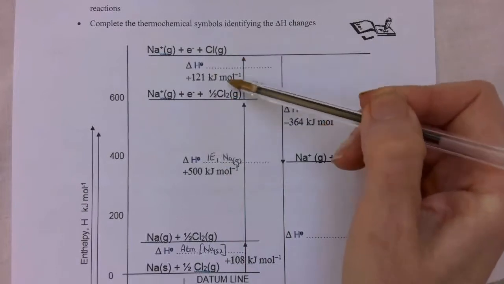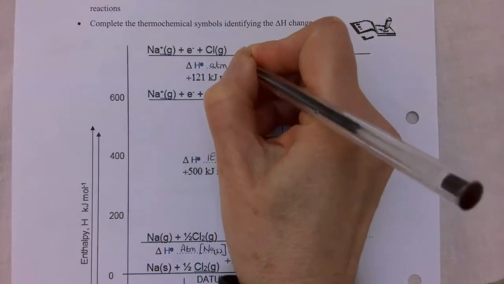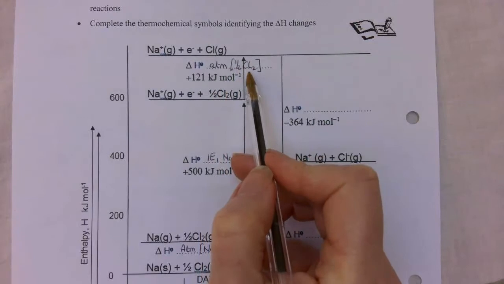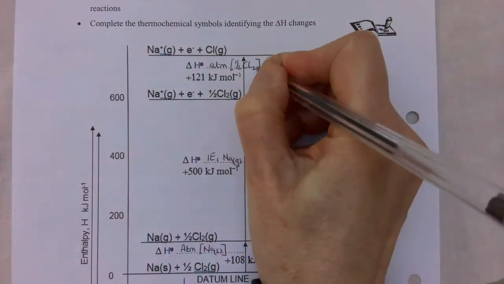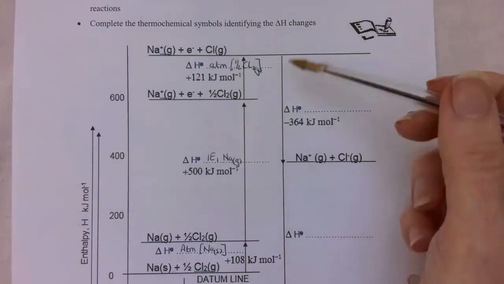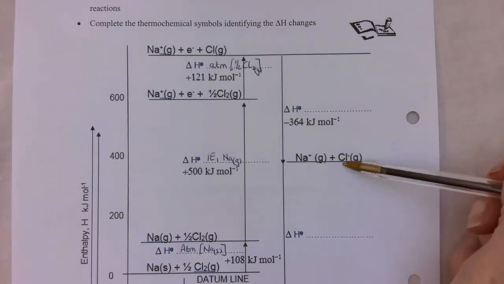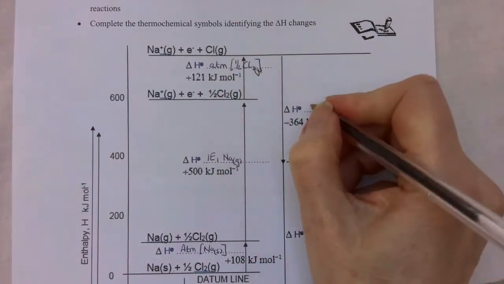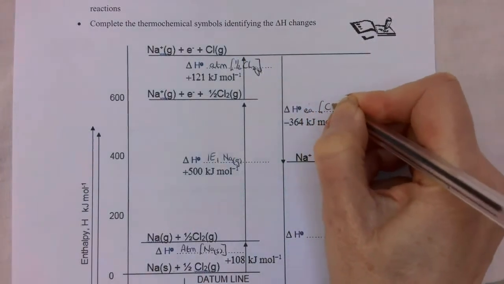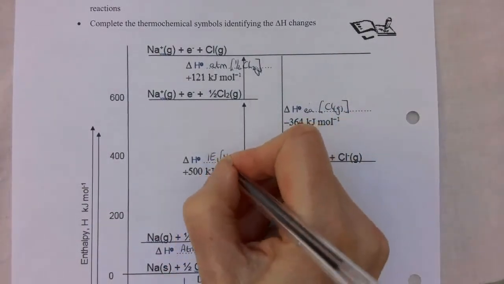Last but not least, we need to remember to atomize our chlorine. So this is delta H atomization of our chlorine, half Cl2. Notice the square brackets, and it's half Cl2 gaseous because we're turning the element into gaseous atoms. Coming down this side, I first of all have the electron affinity of chlorine. So there's delta H EA again of chlorine. Notice the square brackets there. I should put square brackets around this one as well.